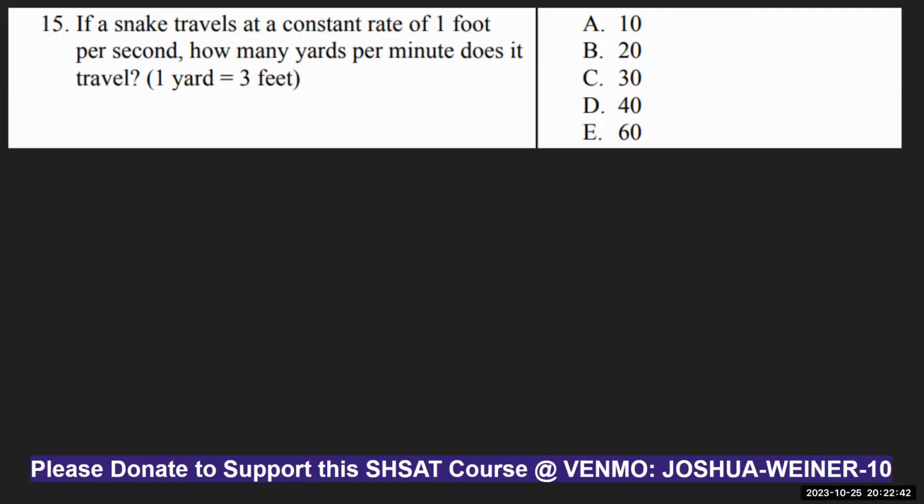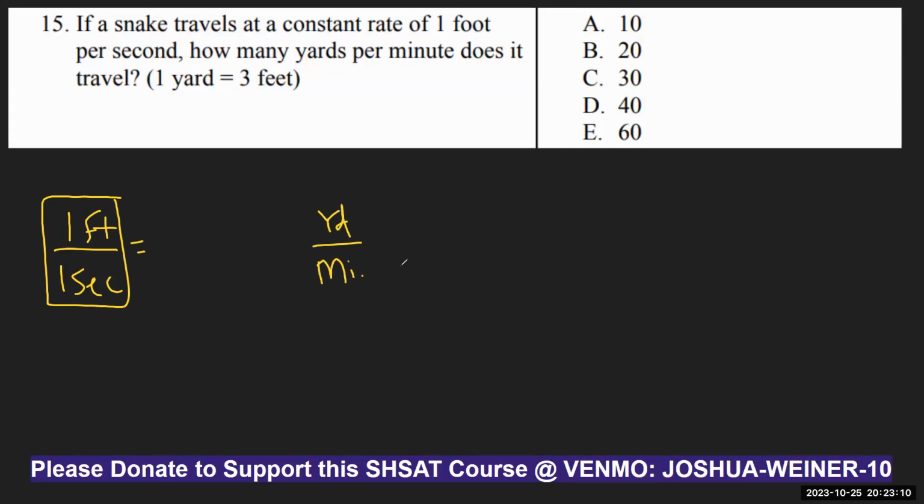So to question 15. Question 15 says that a snake travels down the road at 1 foot per second. So that's 1 foot per 1 second. How many yards per minute does it travel? So here we want to convert it. So here's our starting block. But we want the units to be in yards per minute.